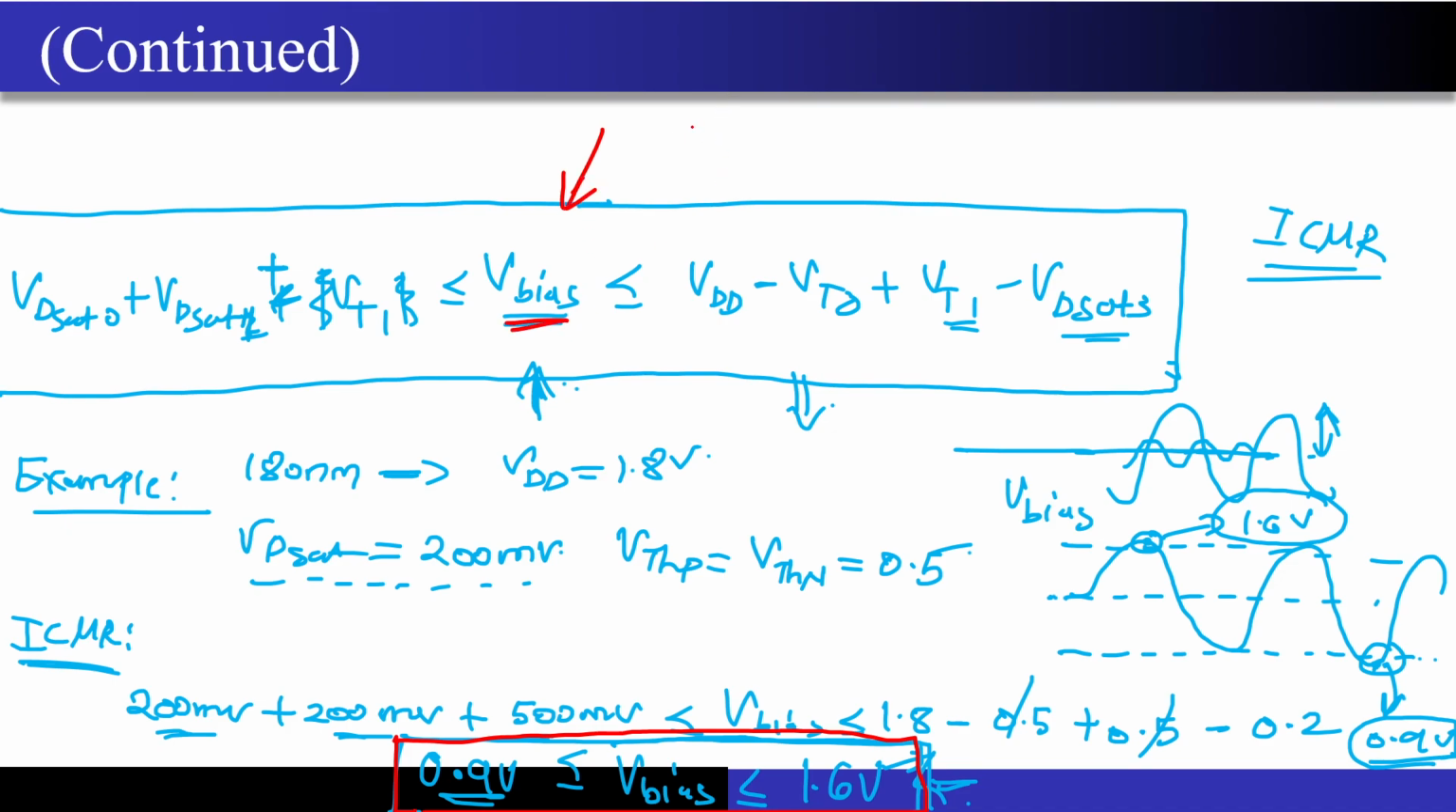bias. You have to ensure that your input signal, the bias of the input signal along with the peak to peak swing, will not exceed these bounds, okay? This is the condition that you have to enforce. And V bias, the DC level, you will generally choose to be around the center of this particular range so that you will have the maximum symmetric input swing that you can give at the input.